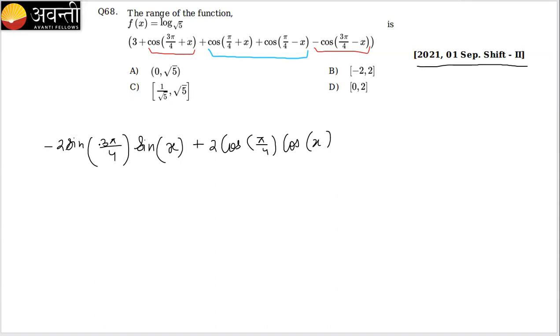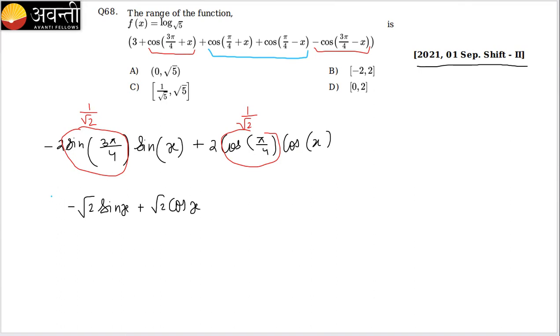So what is the value of sine 3 pi by 4? It is 1 by root 2, and similarly cos pi by 4 also has the value 1 by root 2. So root 2 and 2 will get cancelled, and I'll be left with minus root 2 sin x plus root 2 cos x.